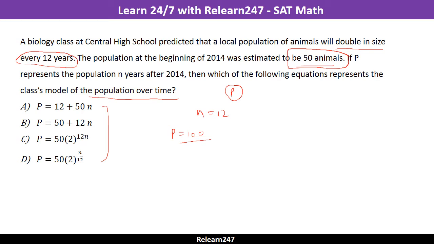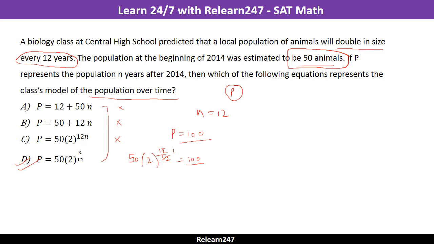So we just need to substitute n equal to 12 and check which option gives P equal to 100. Option A doesn't give P equal to 100. If we substitute n equal to 12, it's wrong. Option B is also wrong. Option C is also wrong. But in option D, if we substitute n equal to 12, we get 50 into 2 raised to the power 12 by 12, which is 1, so it equals 100. So option D is the correct answer here, which we have solved by plugging in the values.